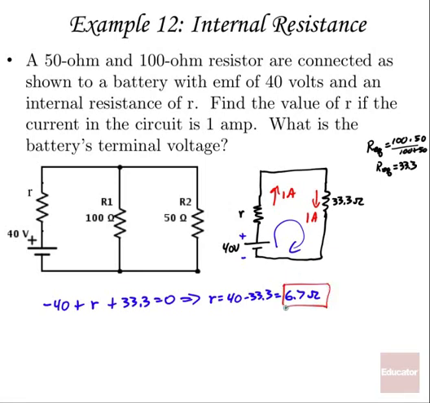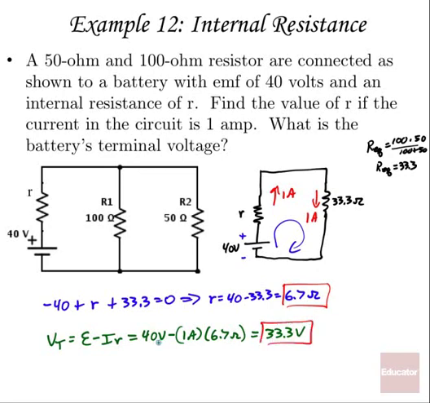What's the battery's terminal voltage? Well, if we want the terminal voltage of our battery, V terminal is the battery's EMF minus IR. That's going to be our 40 volts minus I, 1 amp, times the internal resistance, 6.7 ohms. So 40 minus 6.7 is going to be 33.3 volts. Because our battery has some internal resistance, you don't get the whole 40 volts out when the circuit's in operation. You get 33.3 volts across the terminals of our battery.